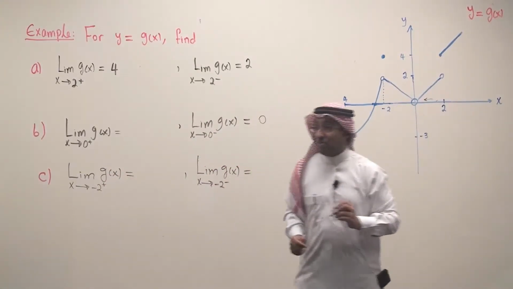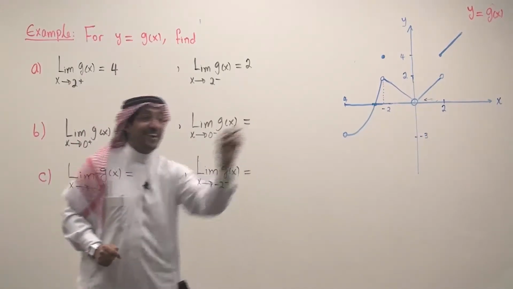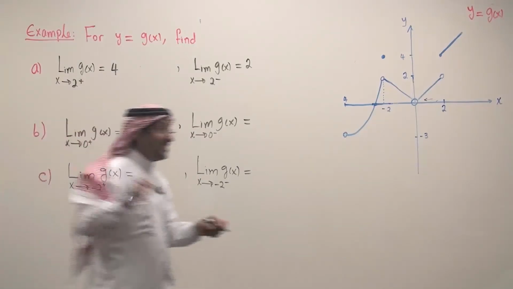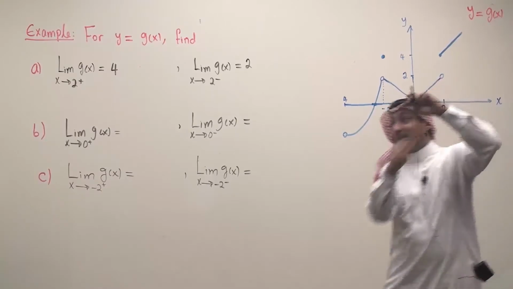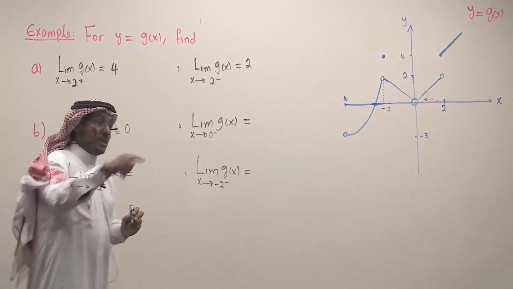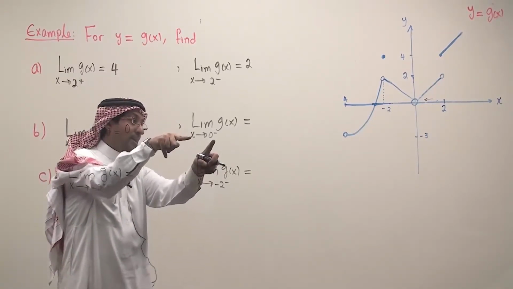Okay, very good. Now part C. The limit of g of x as x approaches 0 from the right. So as we are approaching 0 from the right, the value is what? Is 0. We are here. Very good. Now the second one, the limit of g of x as x approaches 0 from the left.